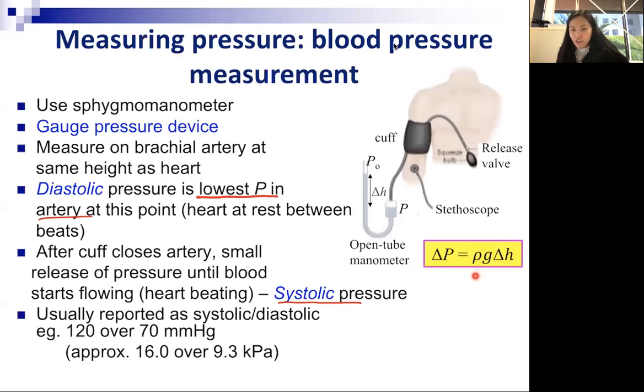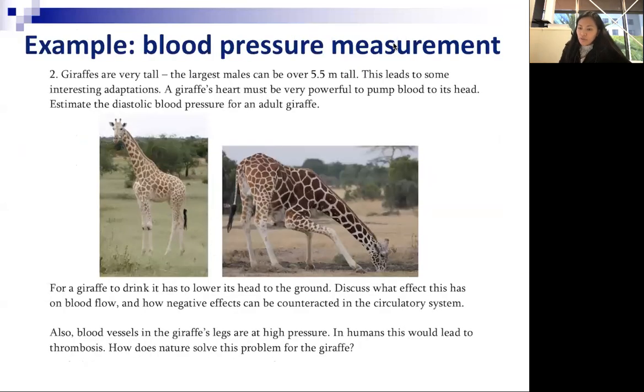But to find the diastolic pressure, it's still the density of the liquid or the fluid times gravitational acceleration times the difference in the height between where you are measuring the pressure from. Okay, right? So this is an example of finding the diastolic pressure, which is also the gauge pressure. So remember, diastolic pressure is also the gauge pressure.